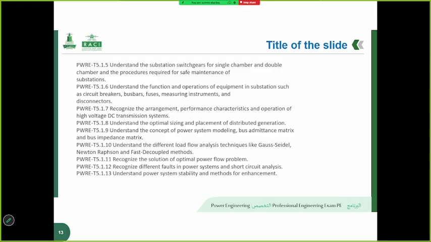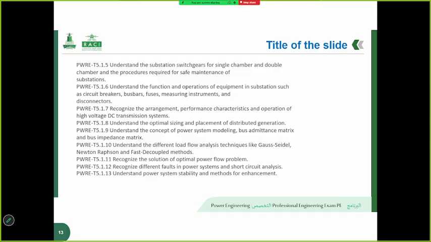After that, several objectives are dedicated to core power system analysis techniques. We will understand the concept of power system modeling using the bus admittance and bus impedance matrices. We will also cover different load flow analysis techniques like the Gauss-Seidel, Newton-Raphson, and fast decoupled methods. We will learn how to recognize the solution to the optimal power flow problem, which seeks to operate the system at the lowest cost.